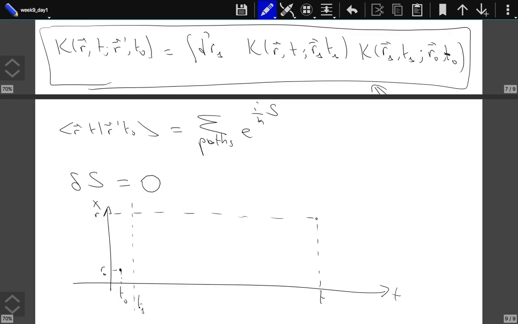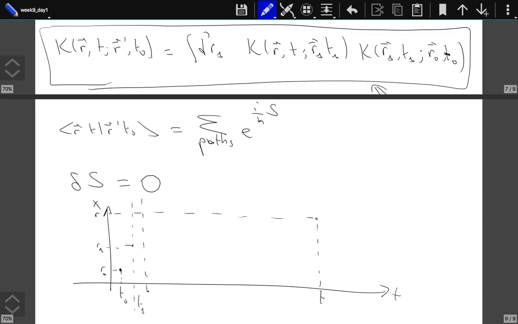Then it is just the amplitude that at the time t1 it will be reaching this point r1, and then from the time t1 it will reach the point r at the time t. I just multiply those two amplitudes and sum over all possible values of r1. But that second amplitude, that it starts from r1 and goes to r, I can also divide it.